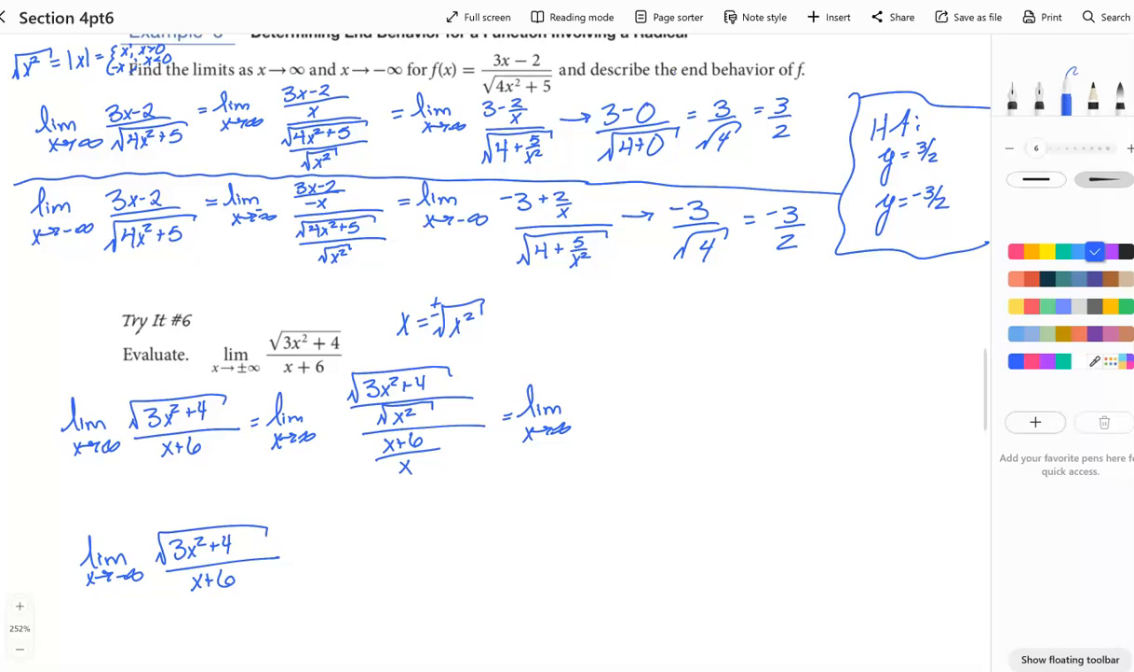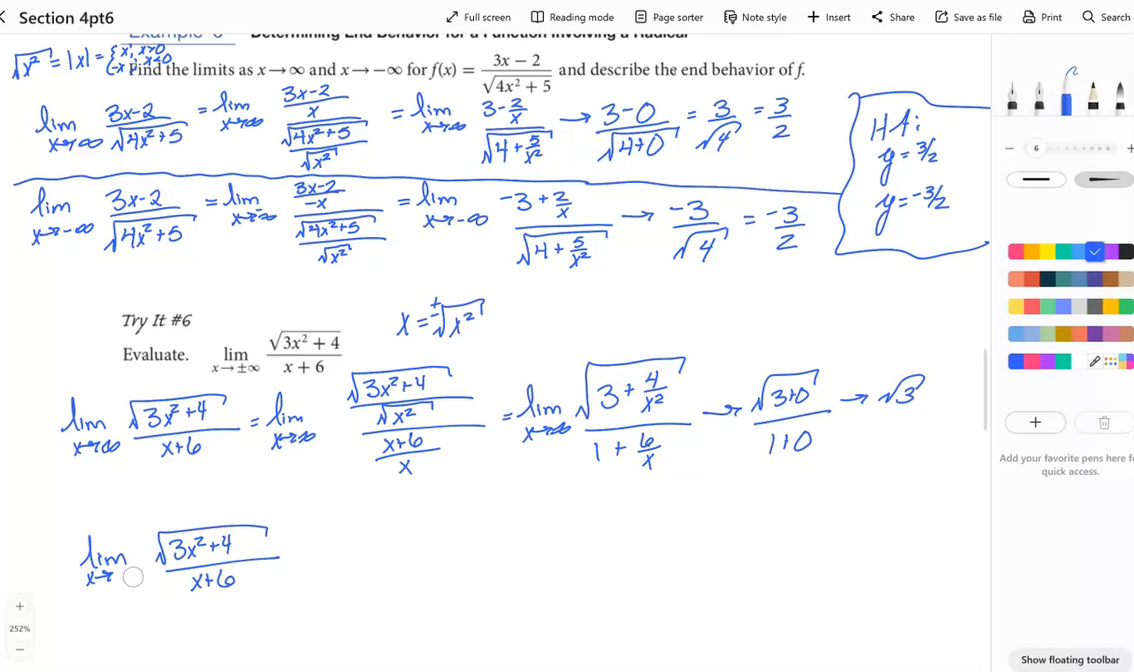So I'm going to use square root properties here. So I have a 3x squared over x squared, which is 3. This is going to be a 4 over x squared. Here, this is going to be a 1 plus 6 over x. So as x gets larger and larger, this guy's going to 0. So I'm going to have 3 plus 0 under that radical on the top. I'm going to have a 1 plus 0 down here. So this is going to approach square root of 3 over 1, which is square root of 3.